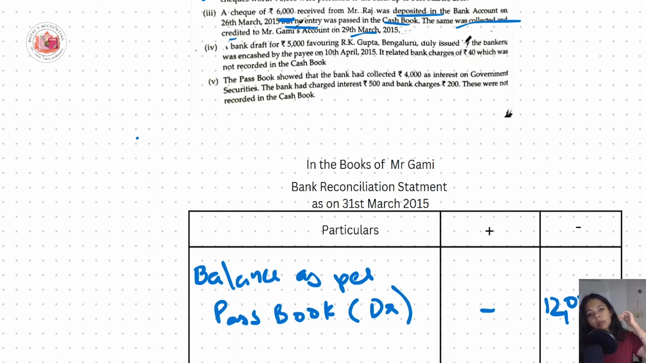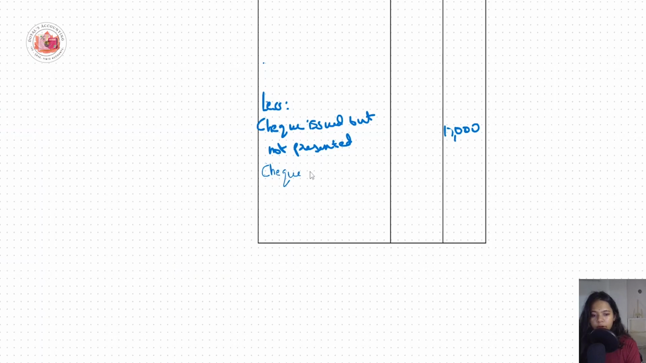That means our passbook has 6,000 more than my cash book. In my cash book I have not recorded that I have received this check, but it has gotten credited in my bank account. So my passbook balance is more than my cash book, and if I want to equalize the two, then I have to deduct this 6,000. Check received not recorded in cash book, 6,000.